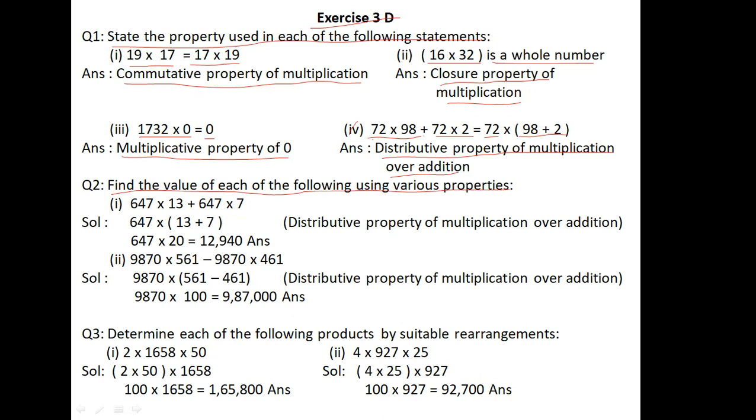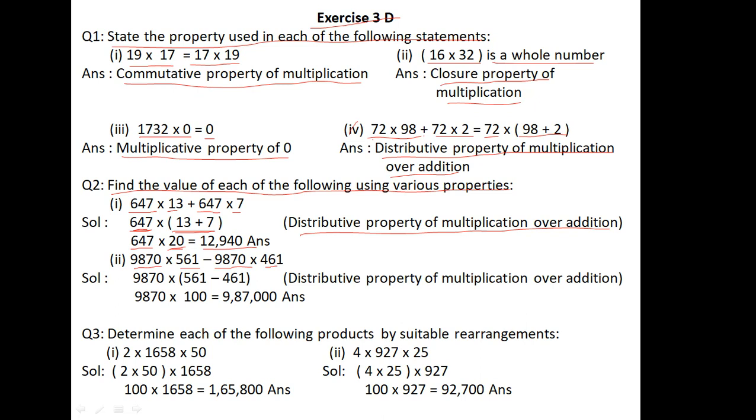The first one, 647 into 13 plus 647 into 7. This is the distributive property of multiplication over addition. So we will solve this one. We are taking common 647. The rest of the numbers will be in bracket, 13 plus 7. 13 plus 7 will come 20, and when 20 is multiplied by 647, the result will come 12,940.